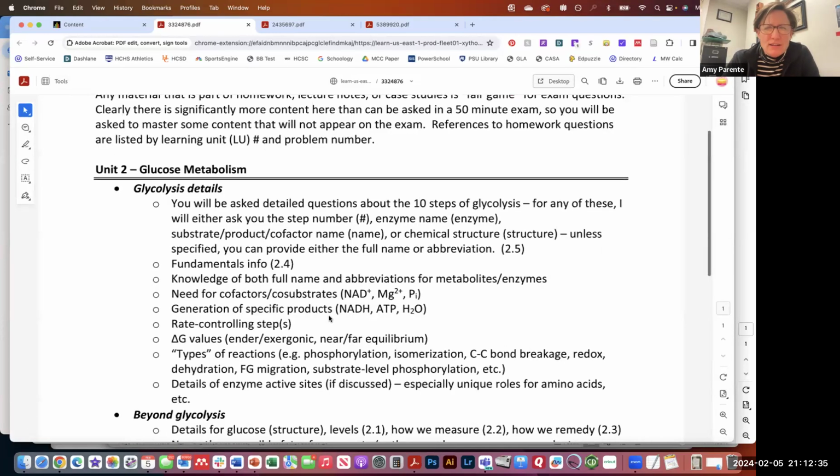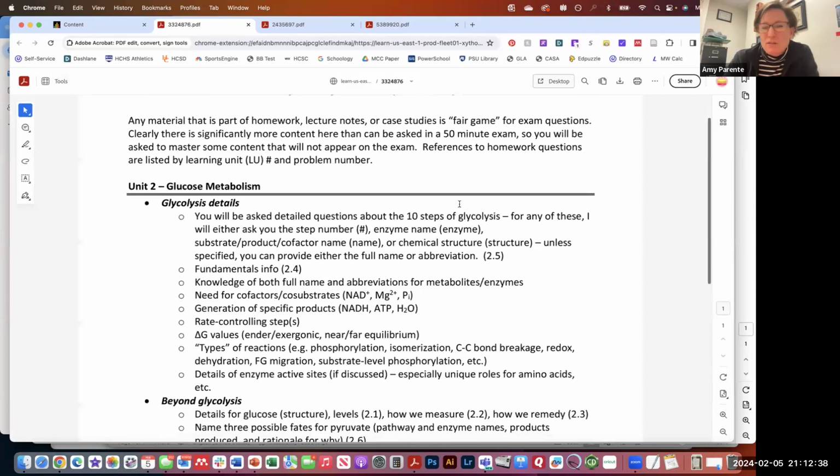So I gave you guys some details about those 10 steps of glycolysis. For any of these, I'm going to ask you step number, enzyme name, substrate, product, cofactor name, chemical structure. Unless specified, you can either choose to provide the full name or the abbreviation. That does not matter to me. Okay, but that's a fairly detailed section. Fundamentals information, you're not going to do the entirety of the fundamentals piece, but those little pieces are interwoven as we went through here.